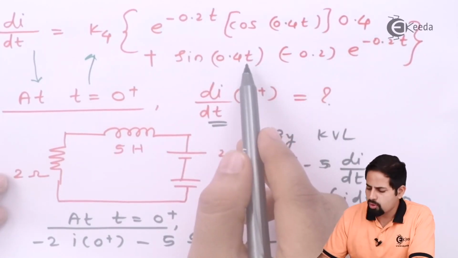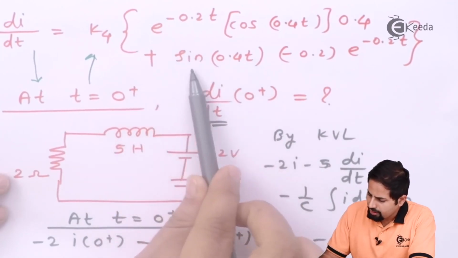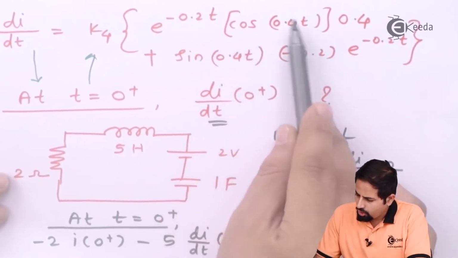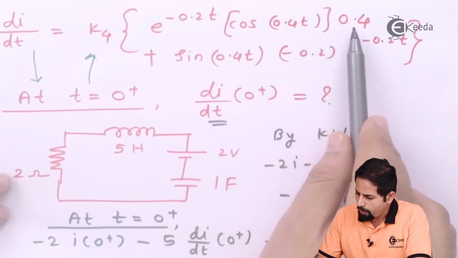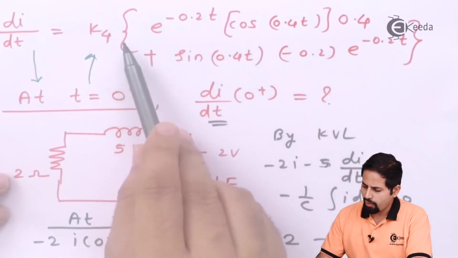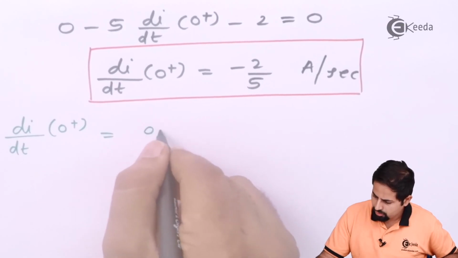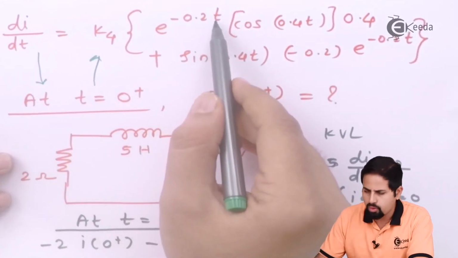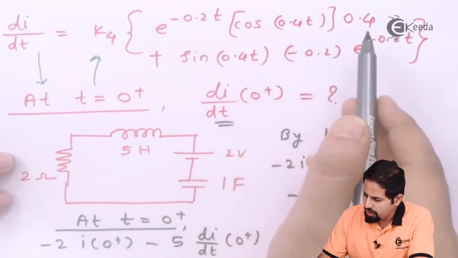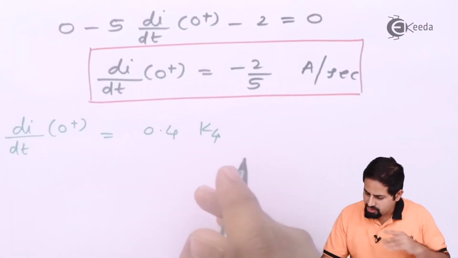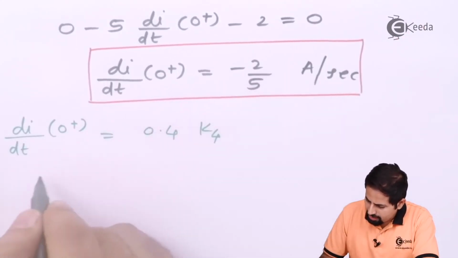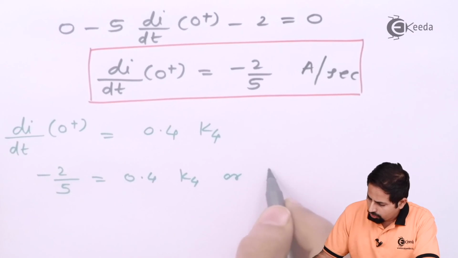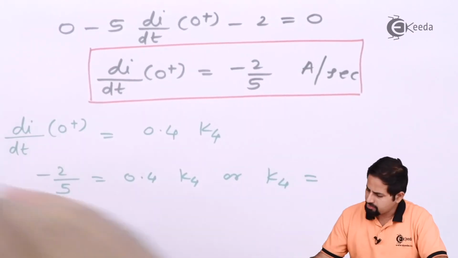Here t equal to 0 will give us 0 because sine 0 is 0. So this complete term will become 0. And when you put it here, cos 0 will become 1, and it is going to be 0.4 into 1. So it is going to be 0.4 into k4. So at 0 plus, again we will repeat, at time t equal to 0, e raised to 0 will be 1, cos 0 will be 1, so 0.4 into k4. So this is minus 2 by 5, that is equal to 0.4 into k4, or k4 becomes equal to minus 1.